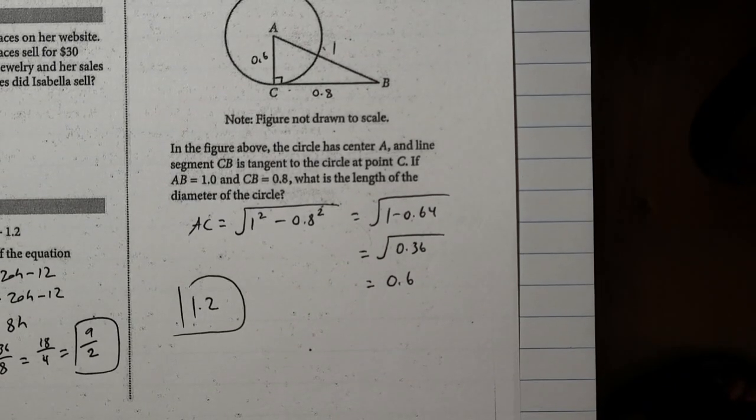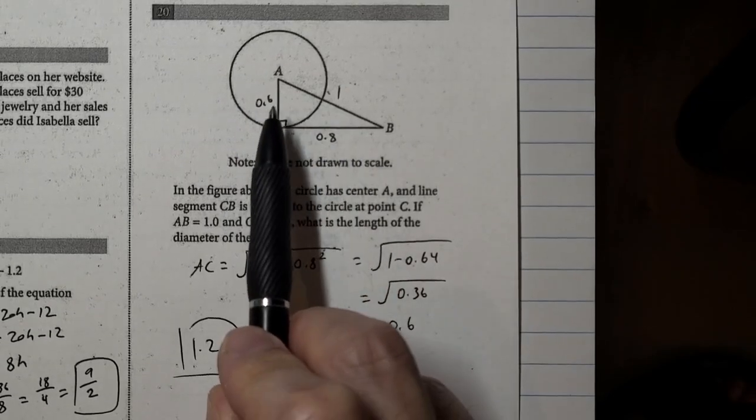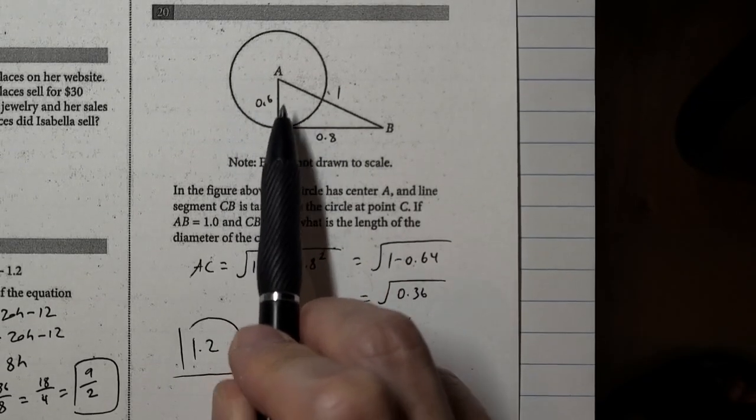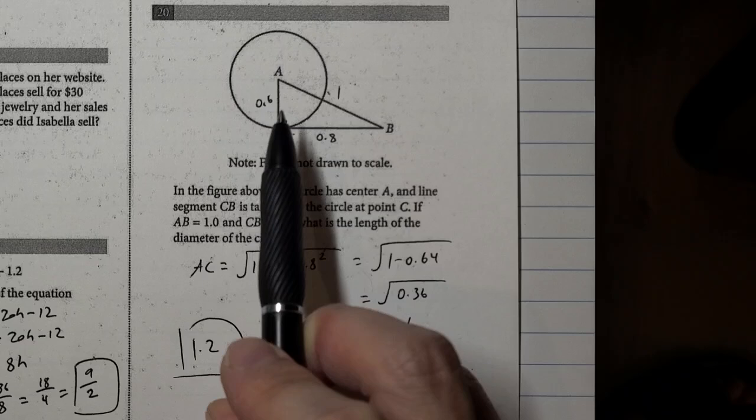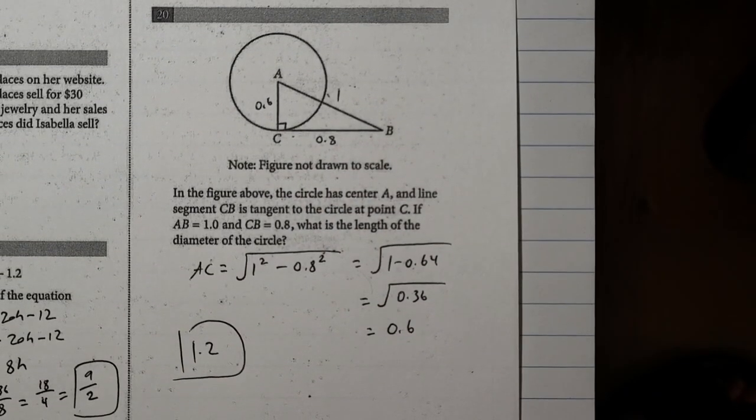Okay? So the key here was tangent to the circle means it's a right angle. This is now a right triangle, so we can use the Pythagorean theorem to find this length. This length is the radius, so the diameter is just twice that. All right? This is pretty simple.